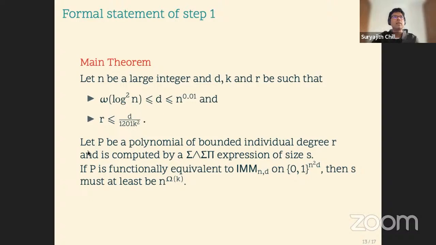So n and d are related as follows. We say that any polynomial of bounded individual degree r that is computed by a sigma pi expression of size at most n power k, if p is a polynomial of bounded individual degree r and is computed by a sigma pi expression of size s, then s must be n power omega k if p is functionally equivalent to the iterated matrix multiplication polynomial. I'm just rushing through a lot of things. There is a formal theorem, where the parameters n and d show up.